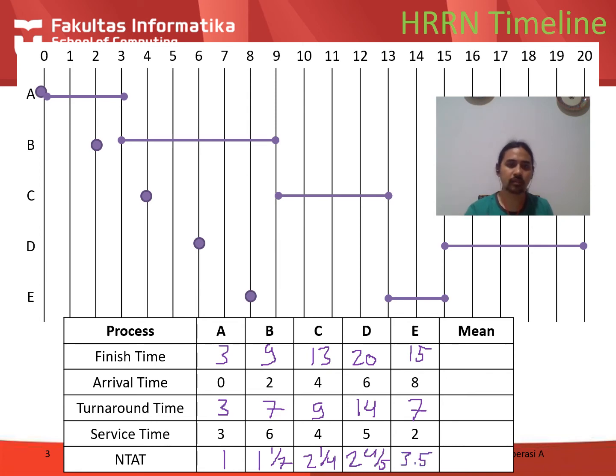And let's calculate the average. So we have calculated that the NTAT is around 2.143. Now, if you still remember the results before, this is still higher than SPN, but it is lower than FCFS.